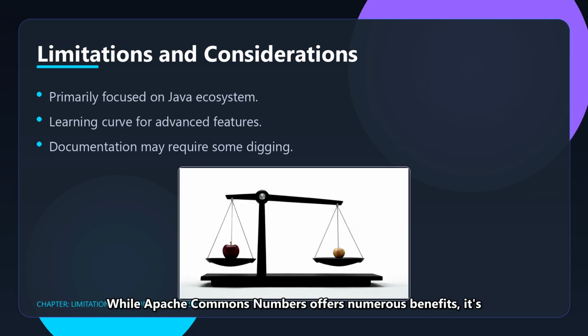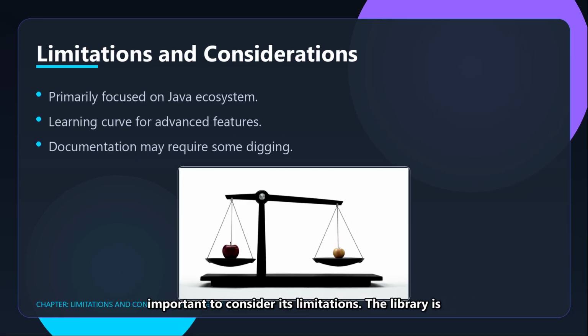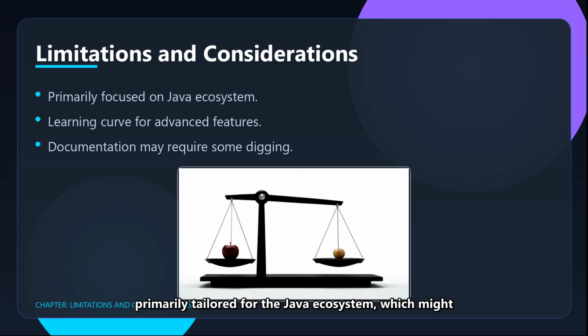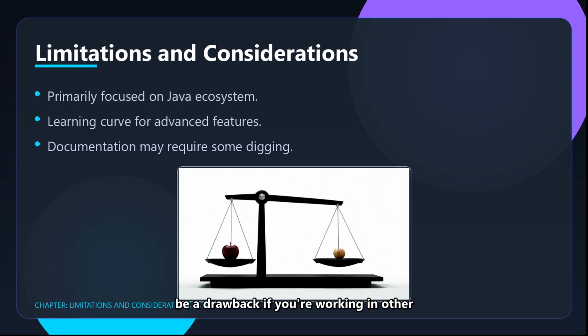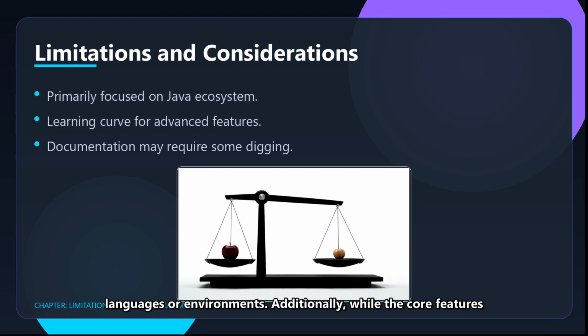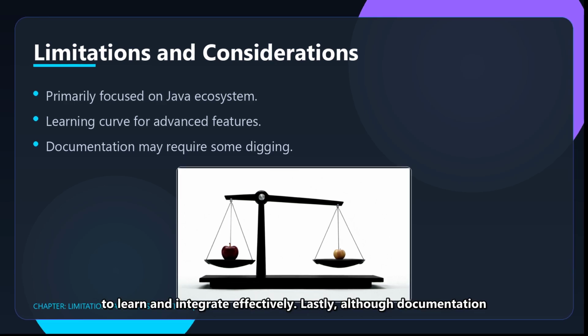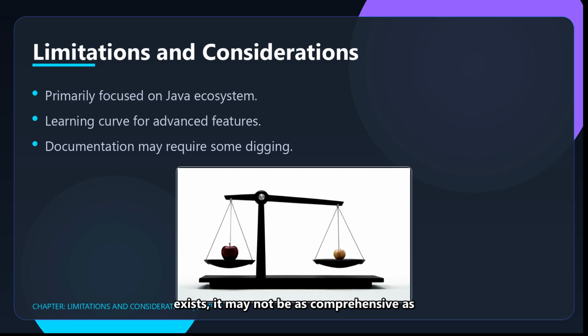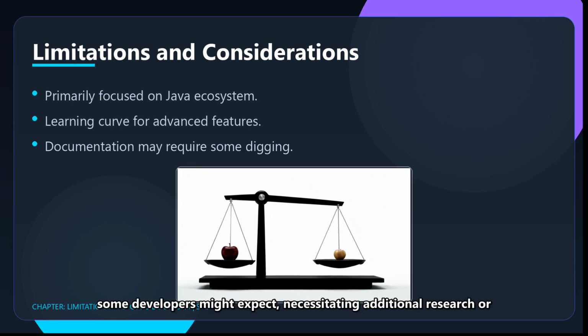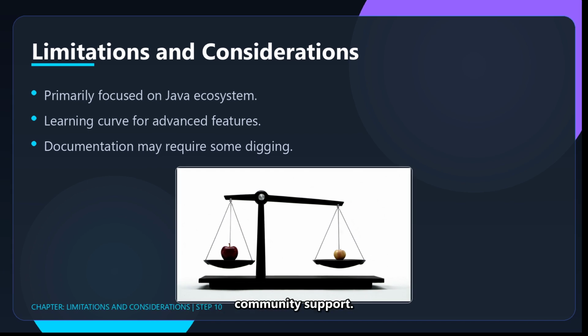While Apache Commons Numbers offers numerous benefits, it's important to consider its limitations. The library is primarily tailored for the Java ecosystem, which might be a drawback if you're working in other languages or environments. Additionally, while the core features are accessible, advanced functionalities may require some time to learn and integrate effectively. Lastly, although documentation exists, it may not be as comprehensive as some developers might expect, necessitating additional research or community support.